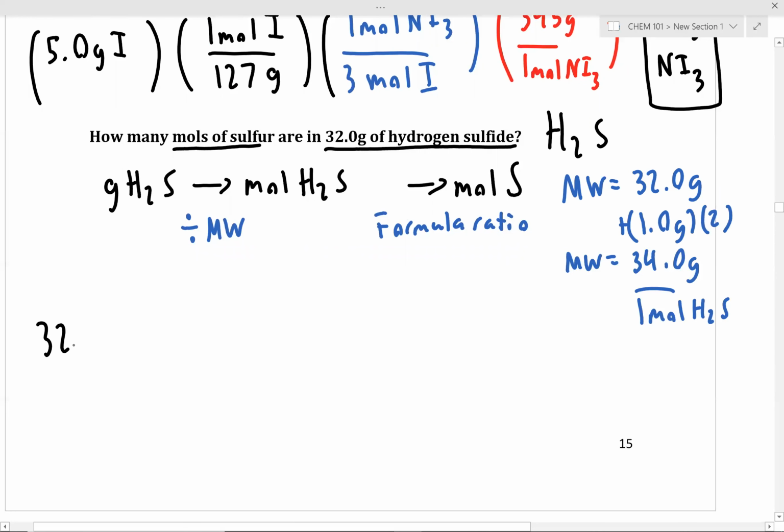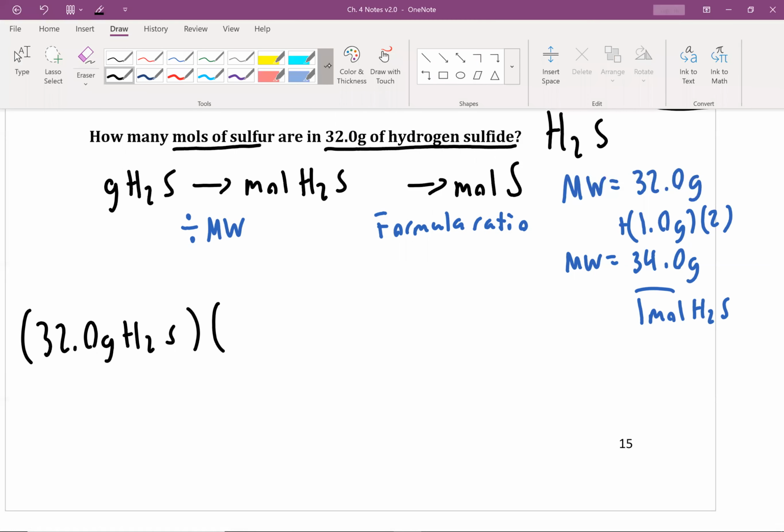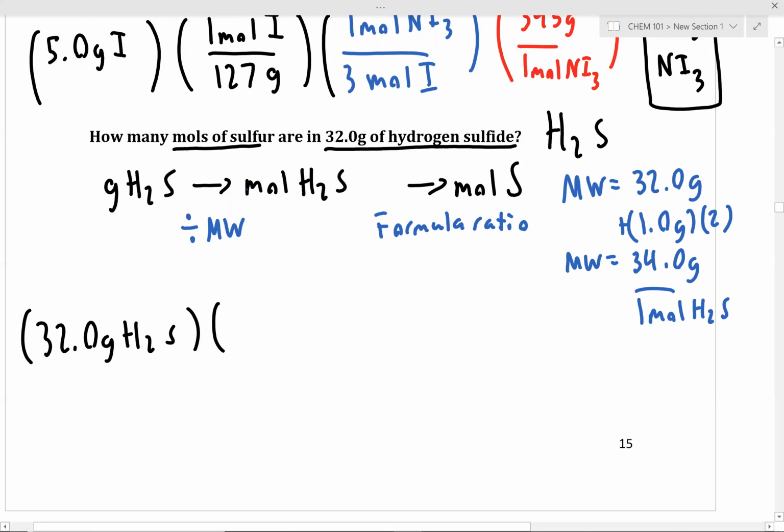So we have 32.0 grams of H2S. If we're going from grams to moles, what units need to be on top? Moles. So then let's fill in our conversion factor ratio. In 1 mole of H2S, we know that there are 34.0 grams.